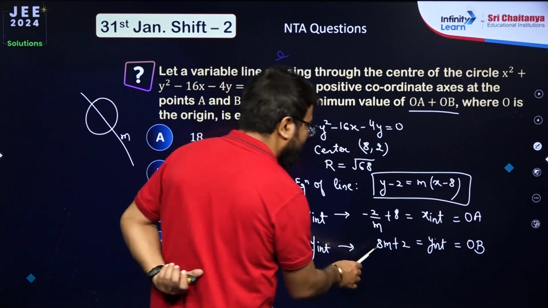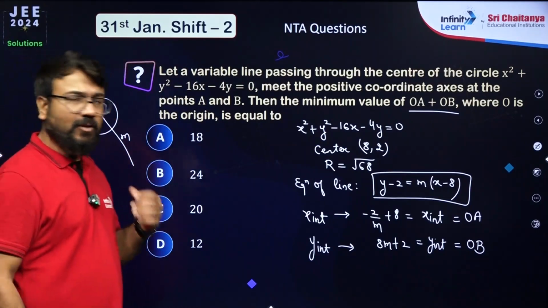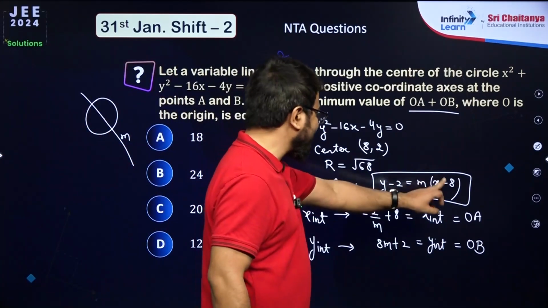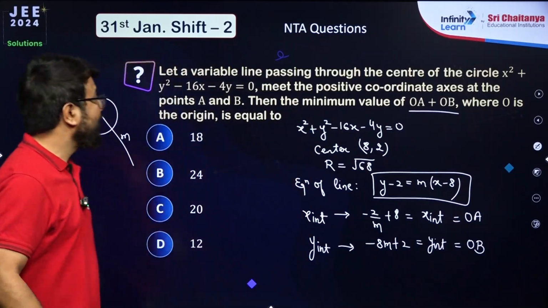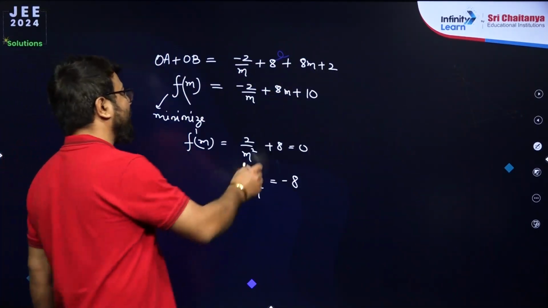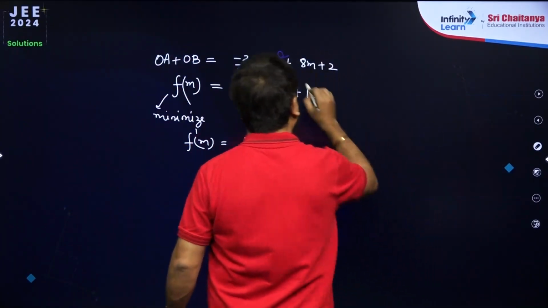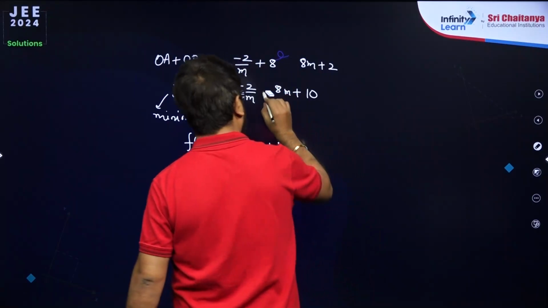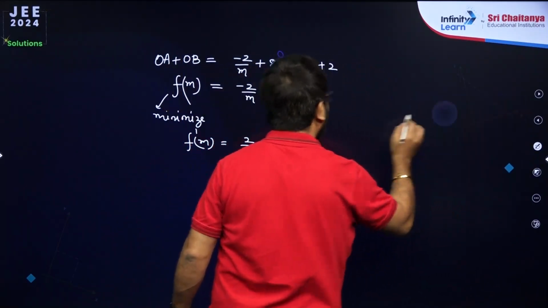For the y-intercept, if I keep x as 0, minus 8m and plus 2 will come. Sorry, it should be minus 8m. That is why we were not able to get the solution. Here also it should be minus 8m instead of plus. Here also minus 8m. So everywhere I am making the correction.